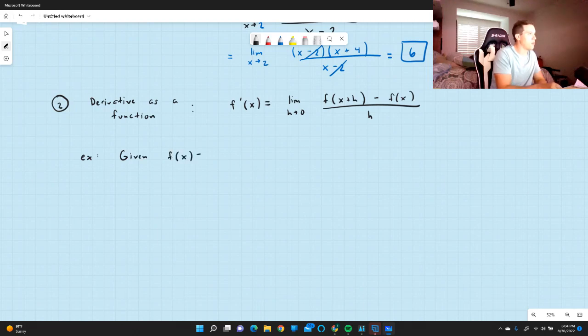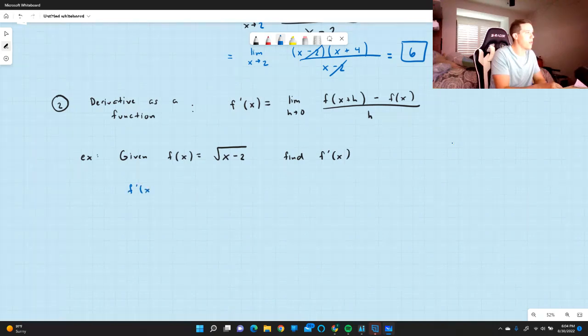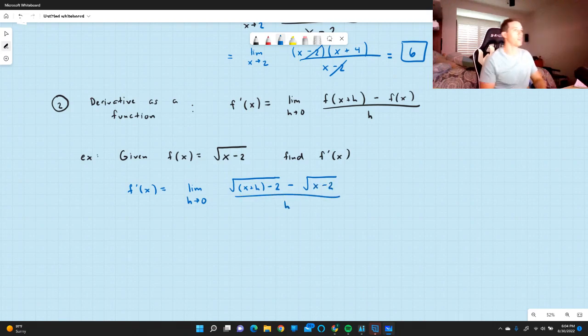Let's do a radical one. And let's find f prime of x. Let's find the derivative. All right, so you need to set up the equation using the formula. Limit as h approaches 0. F of x plus h. That means everywhere you see an x in the problem, you plug in x plus h. Minus the original function, all over h. That's the setup.